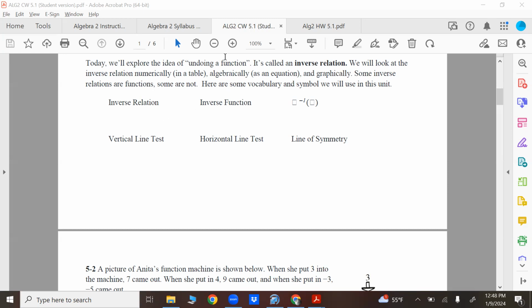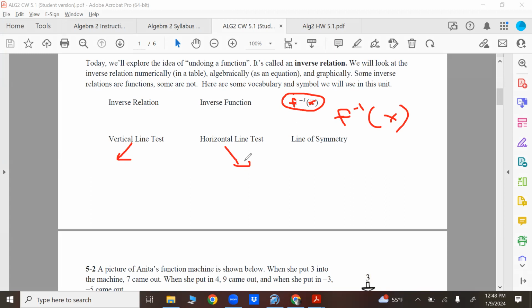So in inverse relation, just some vocab you need to know. Inverse relation, inverse function. Actually, there should be an F here and X here. So it should look like this. Lines of symmetry, horizontal line test, vertical line test. So these are all terms that we're going to be using. I'll explain what these first two are later, inverse relation, inverse function. But vertical line test, you guys should be familiar with that.